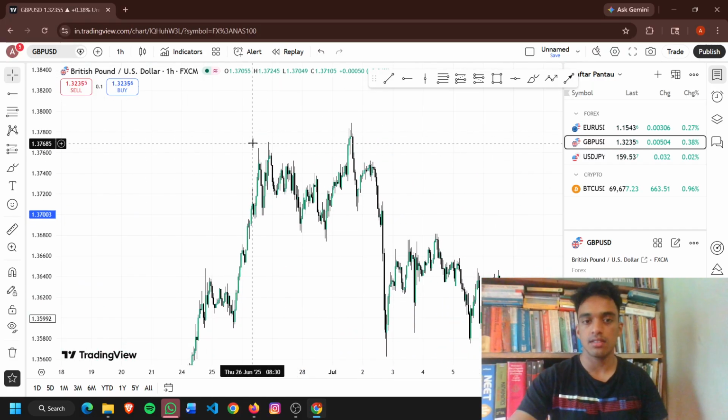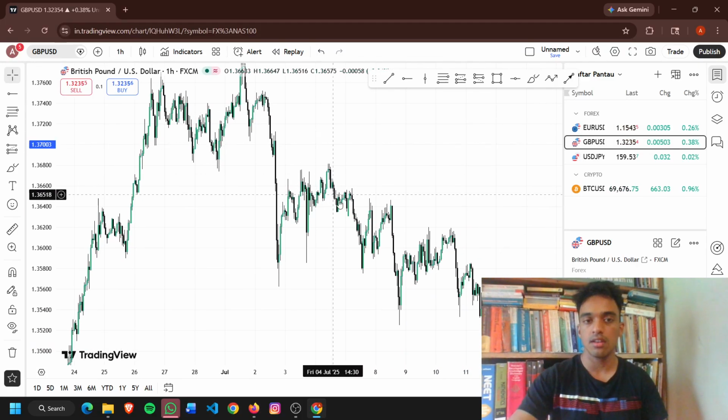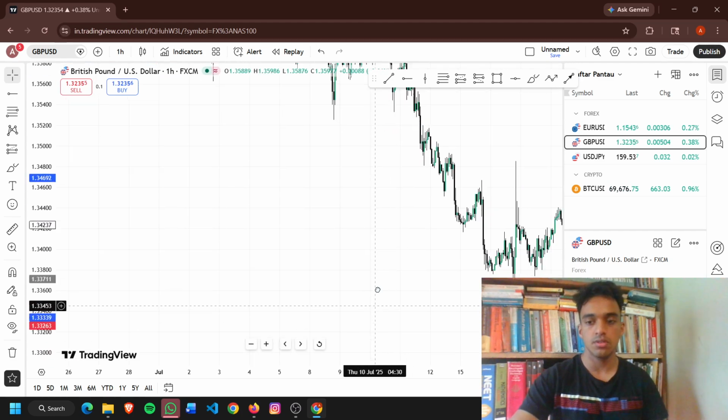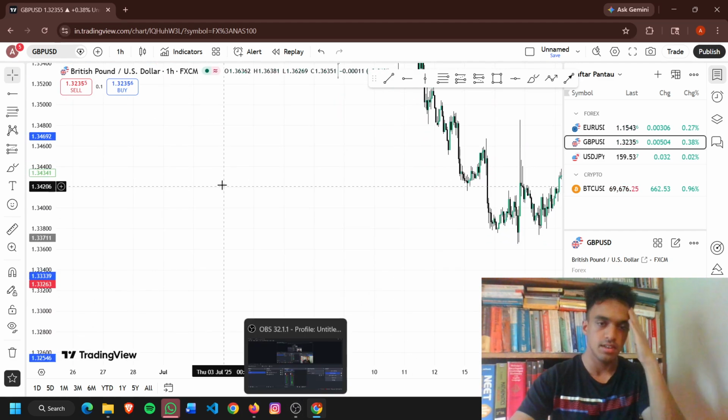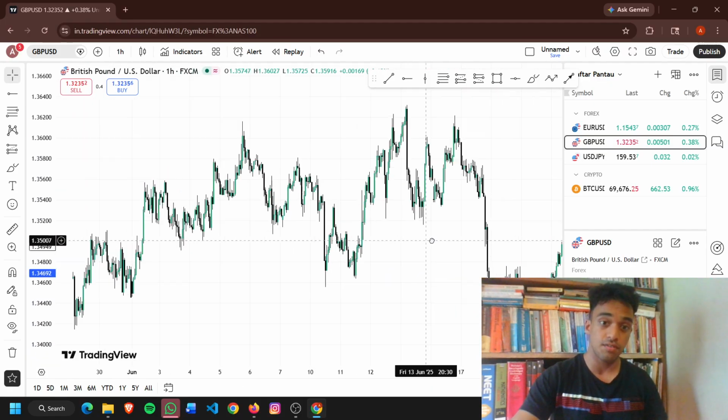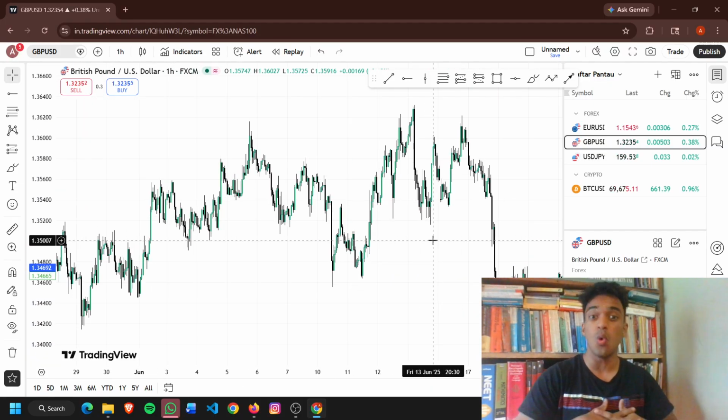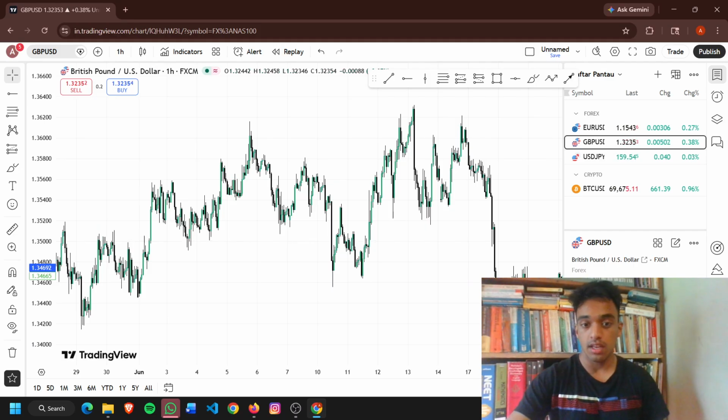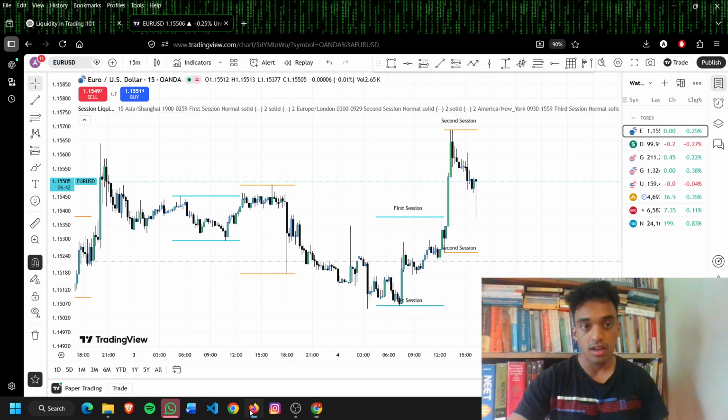Wow. And see this liquidity sweep. This is a high rate. I'm not drawing everything. Then break of structure. So that's all for today, guys. I hope this is enough for you guys to understand what a liquidity sweep is. If you didn't understand, wait, I'll show you one more.